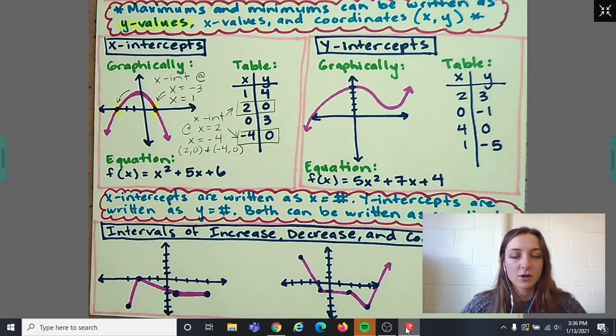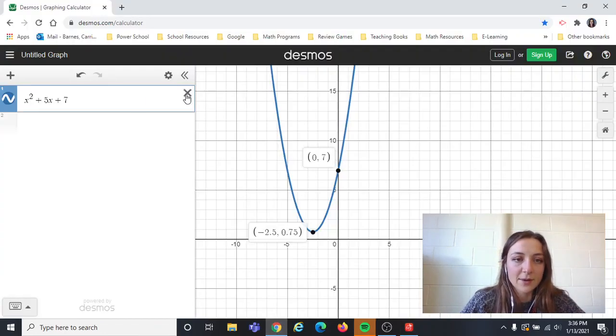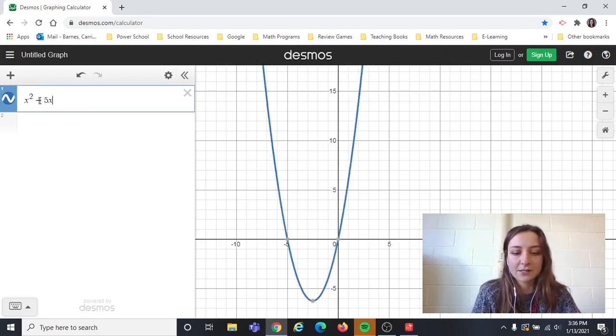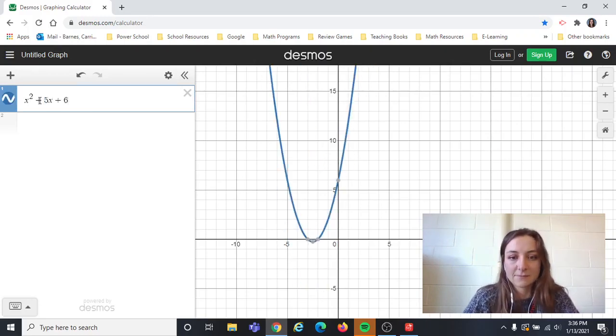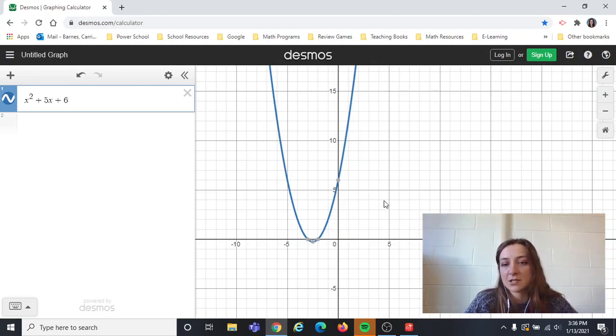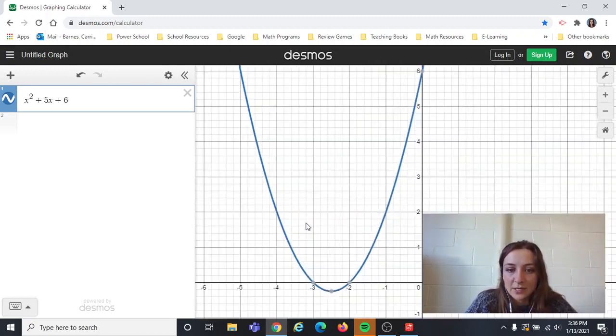All right, now let's look at our equation, and we are going to type this into Desmos as well. So let's go back to Desmos, and we're going to have x squared plus 5x plus 6. Okay, and Desmos does show you all the important points. So I'm just going to zoom in here. We can see these little gray dots. Here's the y-intercept, and we have our minimum here, but we're going to be looking at our x-intercepts.